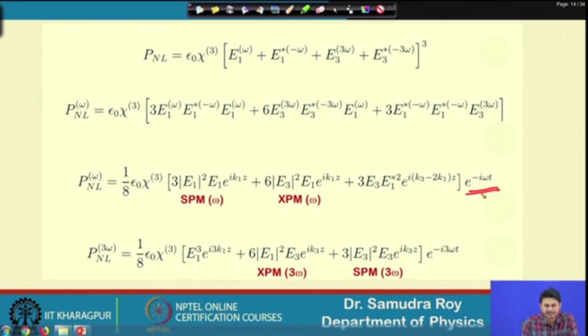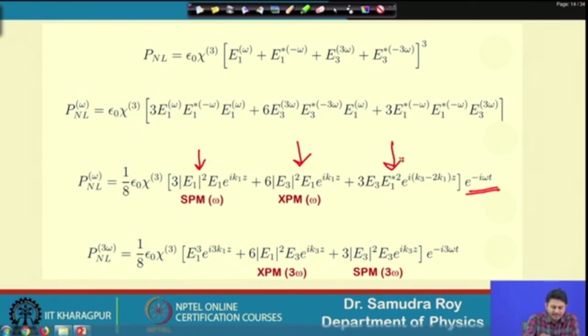So, I can take it as common, and then we will have this term which is related to self phase modulation, this term which is related to cross phase modulation, and finally, the other term which is related to third harmonic generation, which we will discuss later. In the similar way, if you try to find out what the 3 omega components are, I can give this as a simple homework for you.